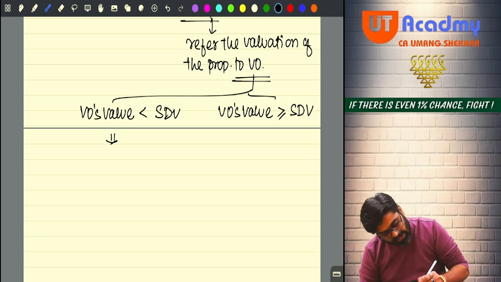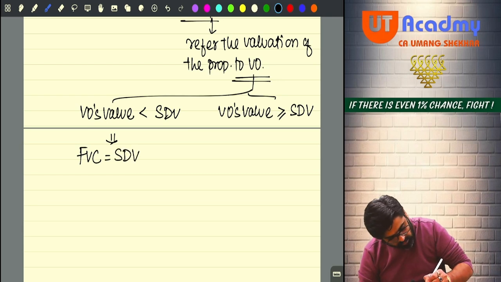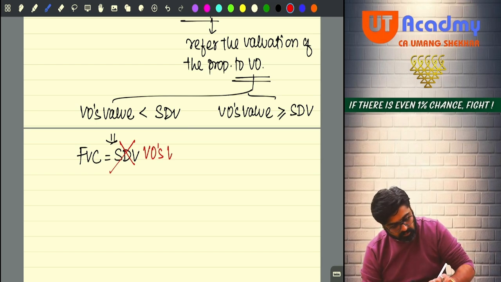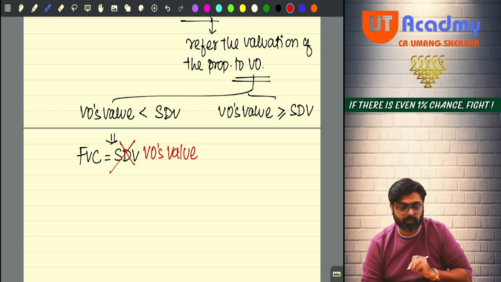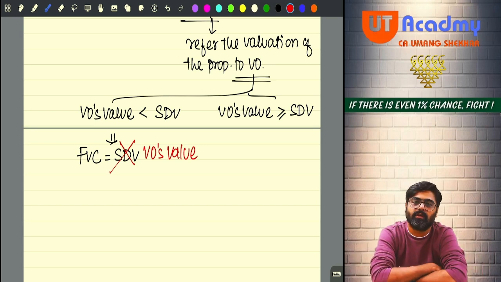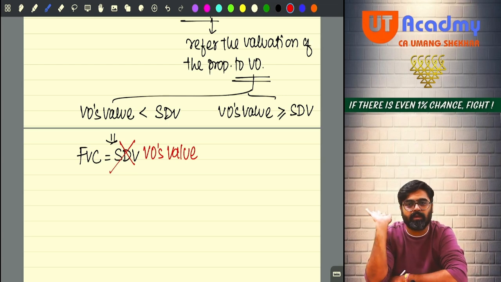Okay. So in that case, the full value of consideration, which we were considering to be the stamp duty value, we cannot take as the stamp duty value. In this case, we will take the VO's value as the full value of consideration, because it was still more than your sale consideration. What if the VO's value was 35 lakhs? It is still more than your 30 lakhs, no? So the VO's value will be taken as the full value of consideration. Here we don't have to see whether the difference between the VO's value and your sale consideration is more than 10%. That we see only in the case of stamp duty value.